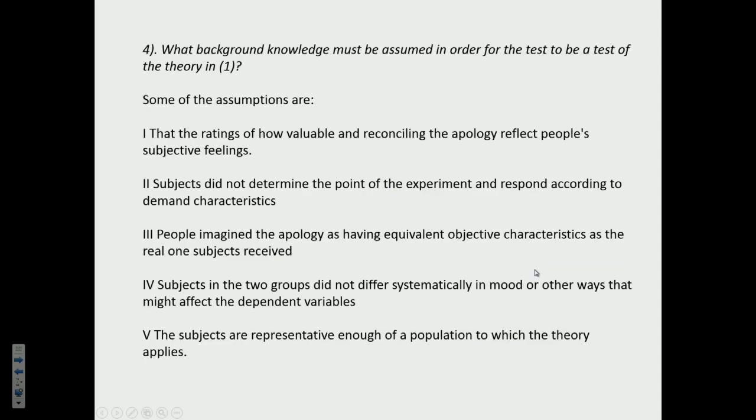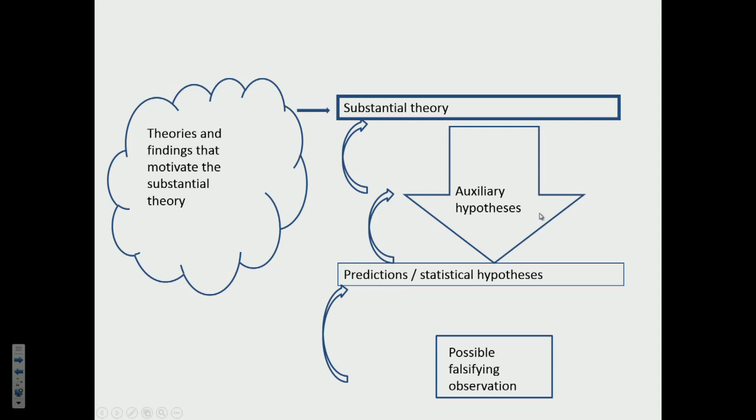So what background knowledge, in other words, auxiliary hypotheses, must we assume for the test to be a test of the substantial theory? We're talking about the auxiliaries here and other theories that might predict the same outcome. So just have a go at talking about that with the person next to you, and then I'll come back.